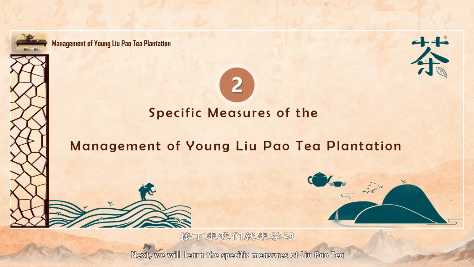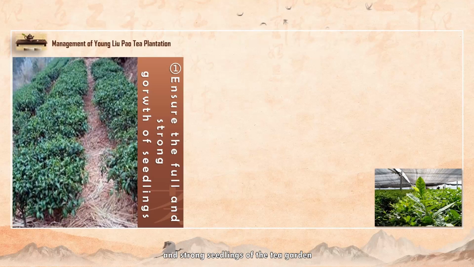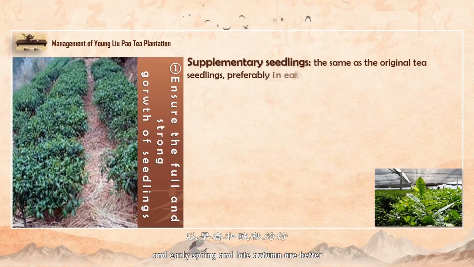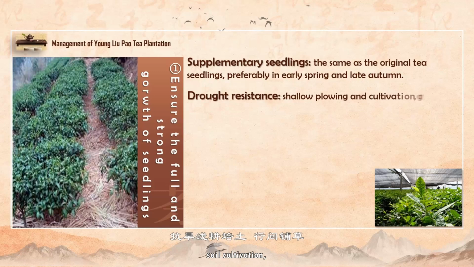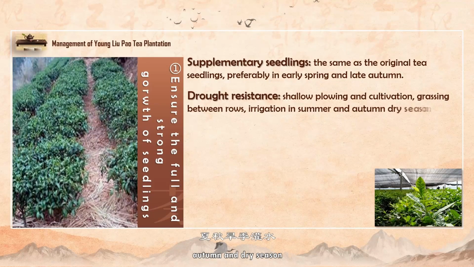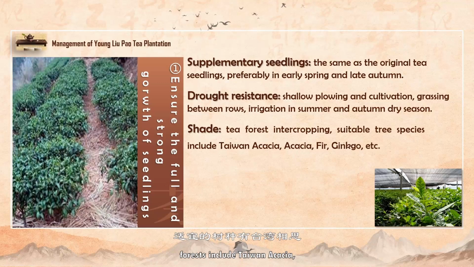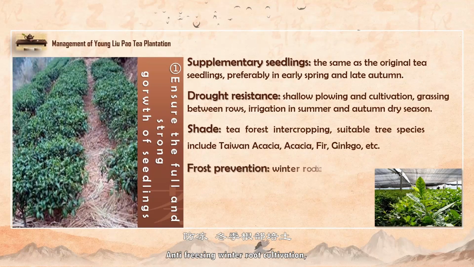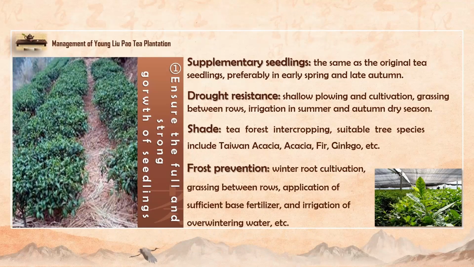Next, we will learn the specific measures of Liu Pao Tea Yang Tea Garden Management. 1. Carefully cultivate and ensure the full and strong seedlings of the tea garden. Do a good job in the following aspects. The supplementary seedlings are the same as the original tea seedlings, and early spring and late autumn are better. Drought-resistant shallow tillage, soil cultivation, grass laying between rows, irrigation in summer, autumn and dry season. Suitable tea species for sitting in shade tea forests include Taiwan acacia, mountain tree, ginkgo, etc. Anti-freezing winter root cultivation, interrow grass laying, sufficient base fertilizer irrigation, overwintering water, etc.